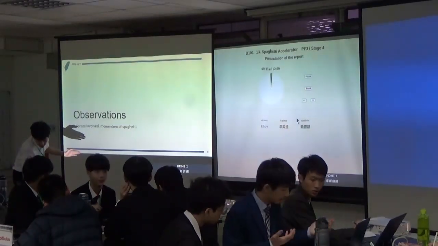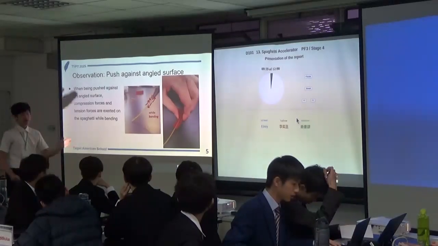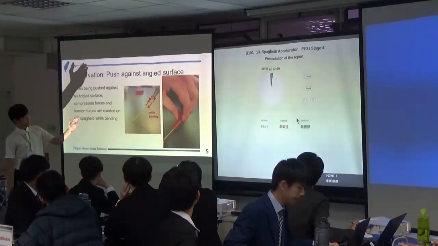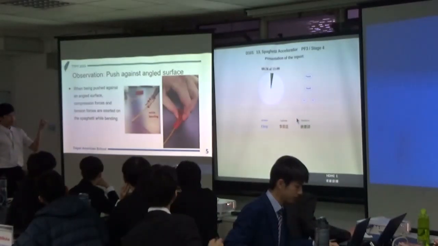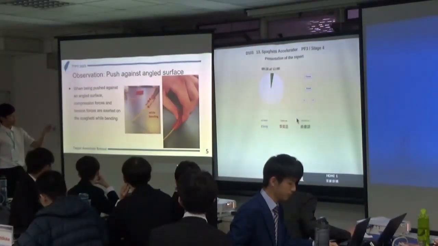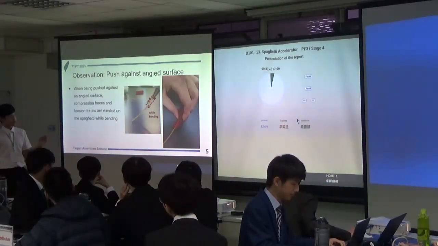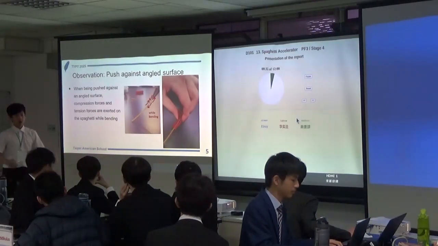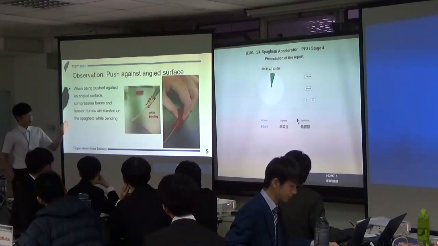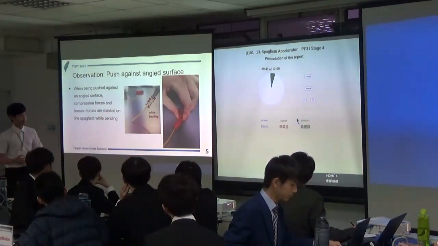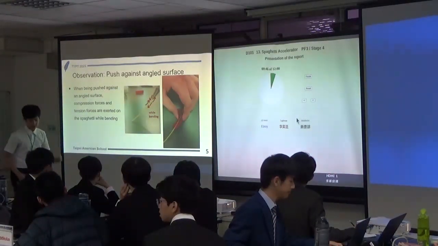Here's our structure. First is observations. Here we have a video of what actually happens when we put the spaghetti through the tube. We can see that pieces will fly out, and we observe that while a piece of spaghetti is pushed against an angled surface, there's going to be compression forces and tension forces. Compression forces are the ones that we see on the top here, where the arrows are pointing inwards, and tension forces are the ones where the arrows are pointing outwards, essentially where the outside edge of the spaghetti is being stretched.